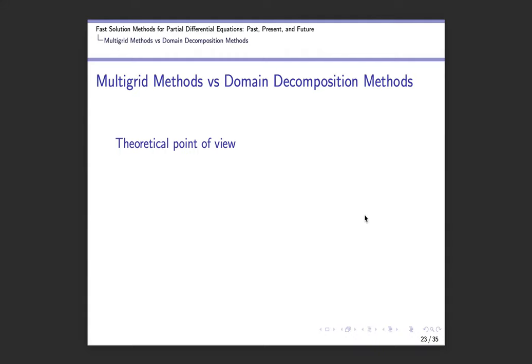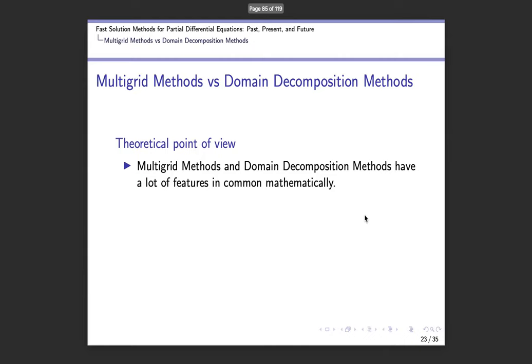At this time, let's compare two methods, multigrid methods and domain decomposition methods. I will give you two points of view. The first one is the theoretical point of view. Actually, multigrid methods and domain decomposition methods have a lot of common features mathematically. We consider the residual, we consider this residual correction, and we update the solution. So this is the basic strategy.